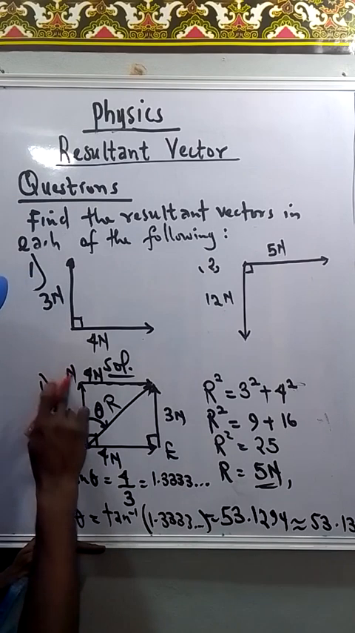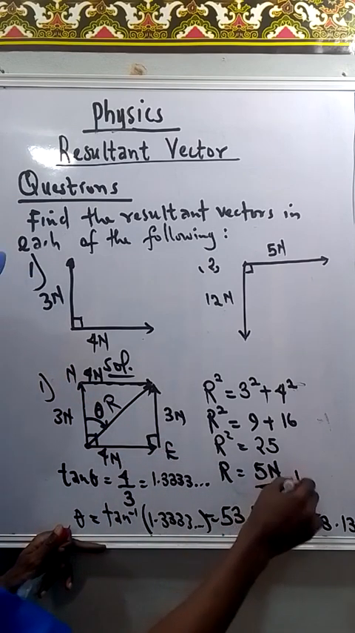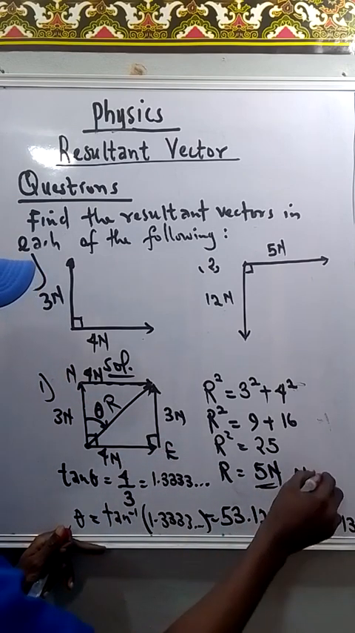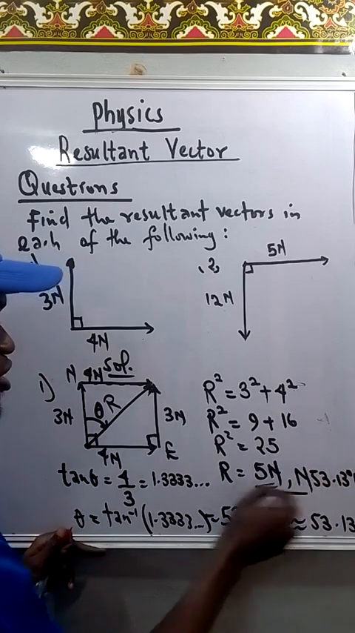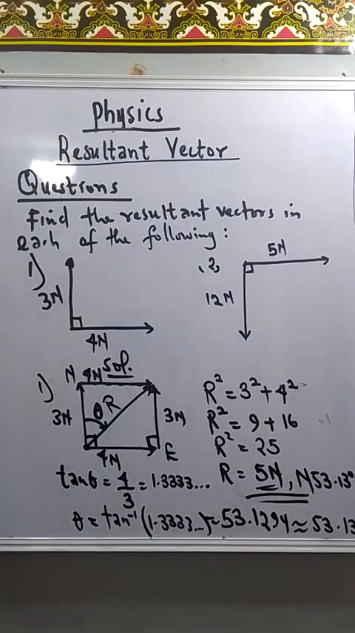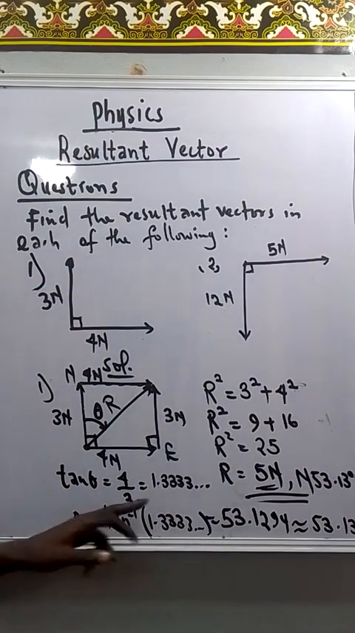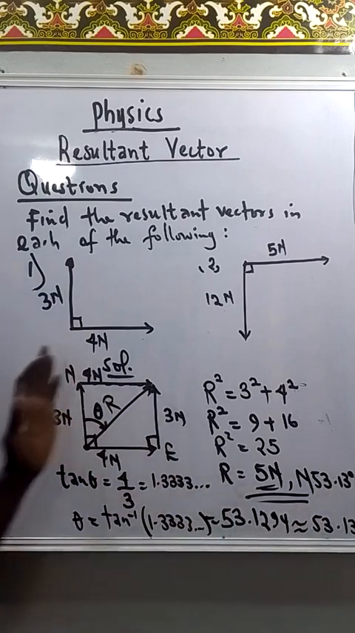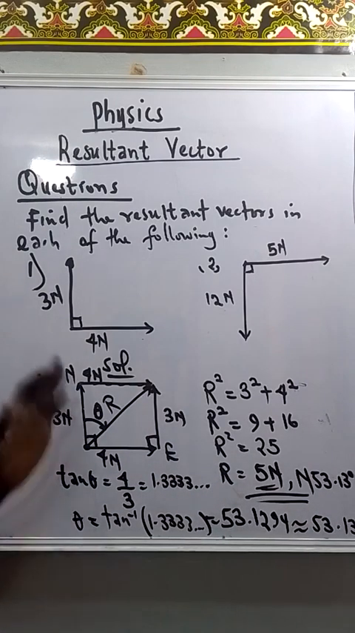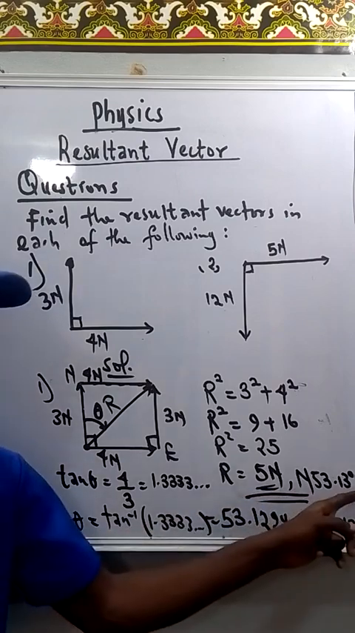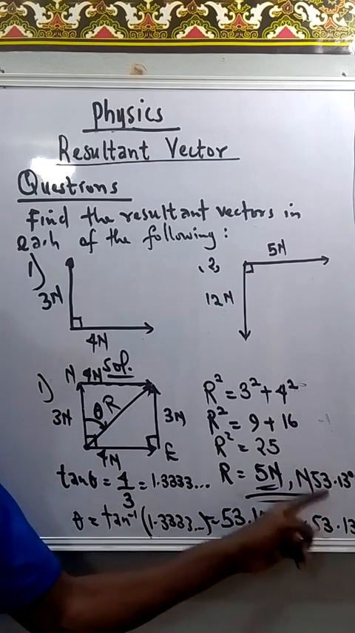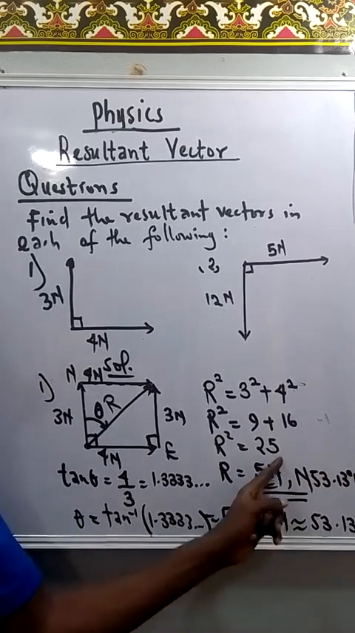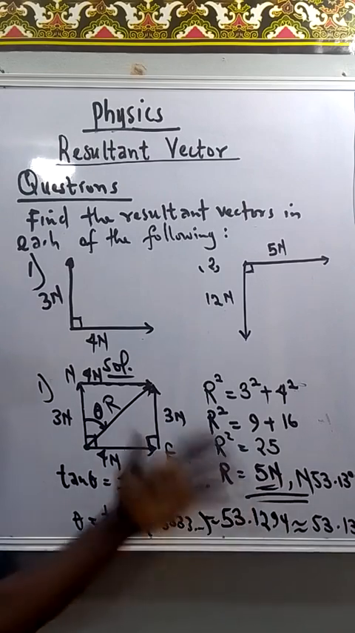So to specify the resultant completely, I will say this is 5 Newton in the direction north 53.13 degrees east. This is the complete specification of our resultant. So with the magnitude and the direction, we have our resultant. That's how to state it completely. Now, another way of stating this angle is to say 5 Newton, 53.13 degrees east of north. So question options can be like that.